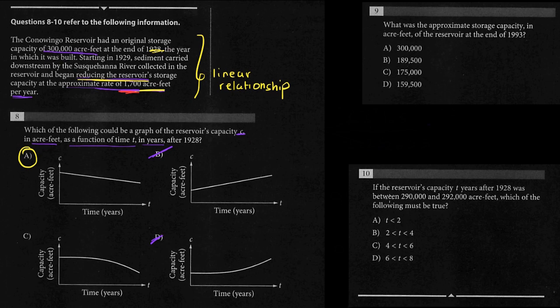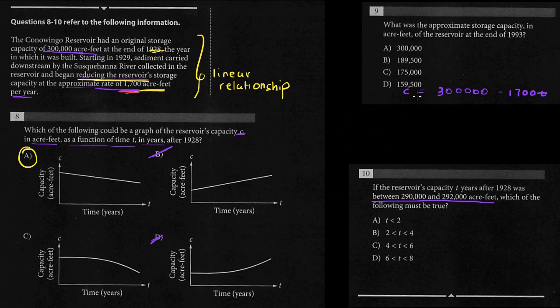Okay, question 10 reads, if the reservoir's capacity T years after 1928 was between 290,000 and 292,000 acre feet, which of the following must be true? Well, we had a linear equation from question 9, and I erased that, but it was something like 300,000 minus 1,700 T is equal to C.